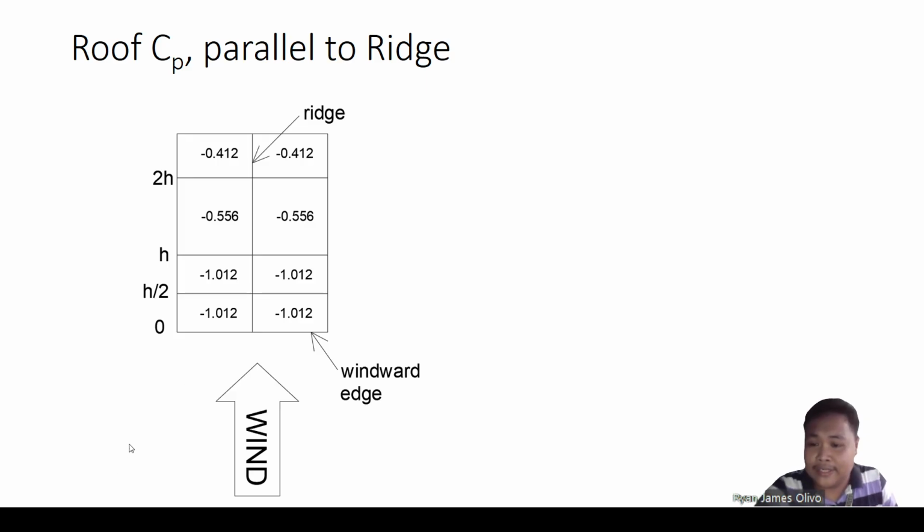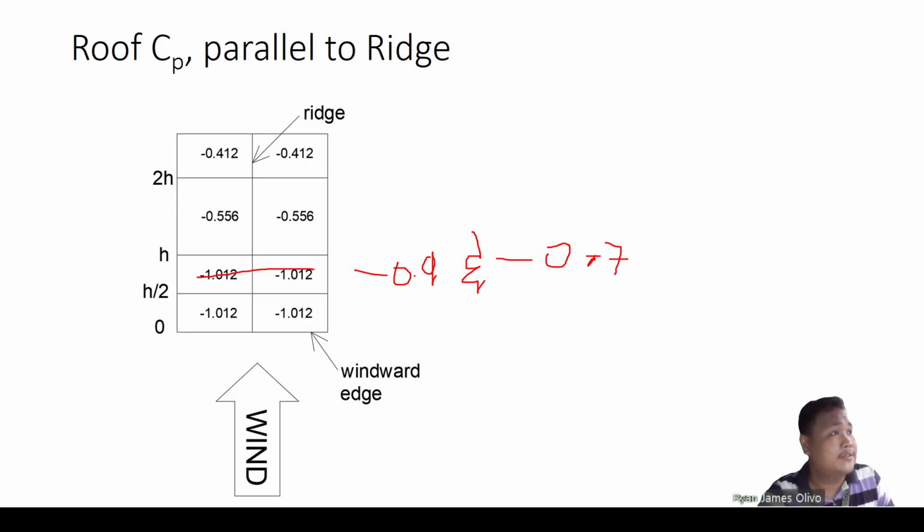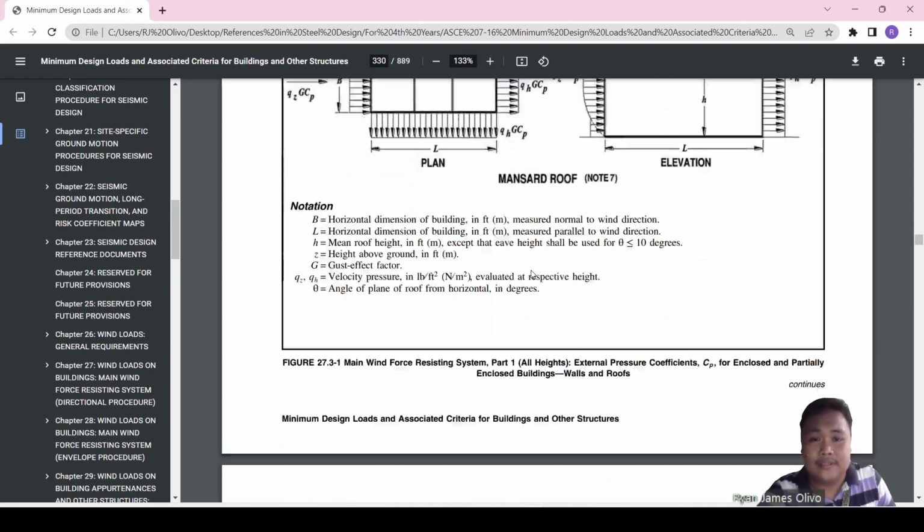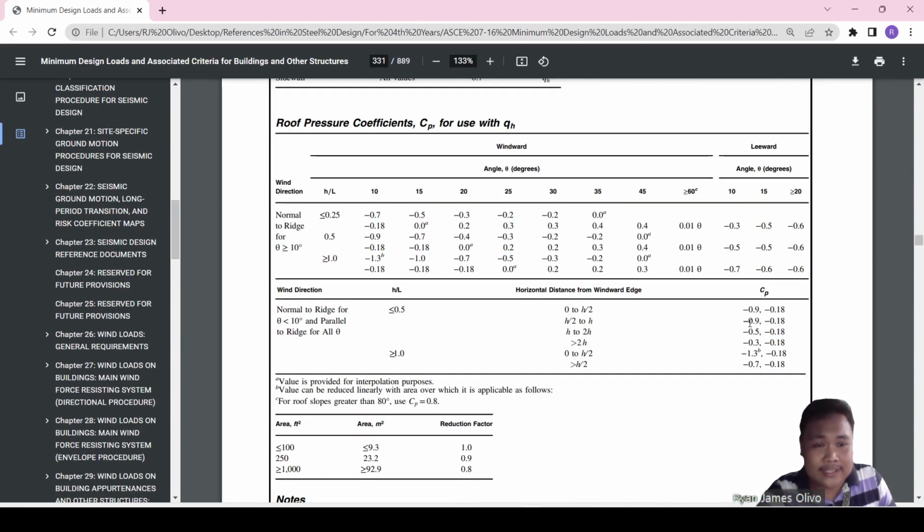Sorry, I have wrong here. Yeah, this is wrong. So sorry, this is wrong because this is between negative 0.9 and negative 0.7, since this is greater than 0.7. As you can see here, it's between negative 0.9 and negative 0.7. Why? Because negative 0.9 here is h over 2, so that is greater than h over 2. Do not compare this negative 0.9 and negative 1.3 because this is h over 2.